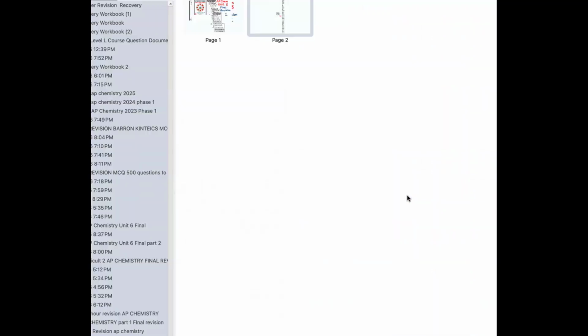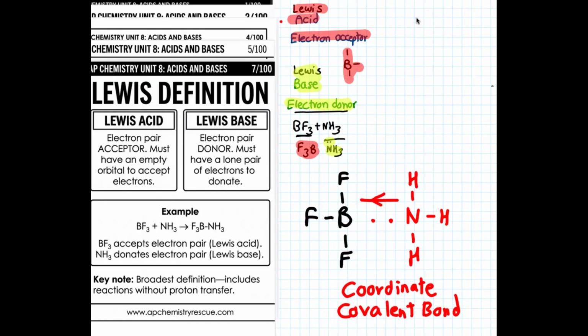So just to remind you, both of the electrons used to make this bond are coming from the NH₃. So in the reaction, NH₃'s lone pair fills BF₃'s empty orbital. Boom, acid-base reaction complete. No protons transfer, no water involved, pure electron transfer.